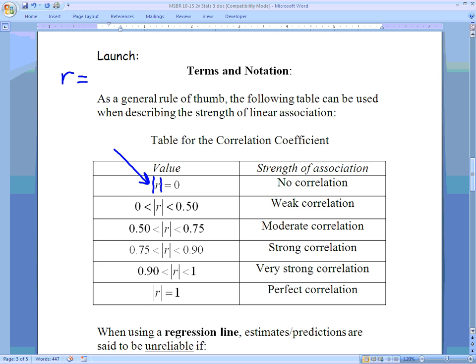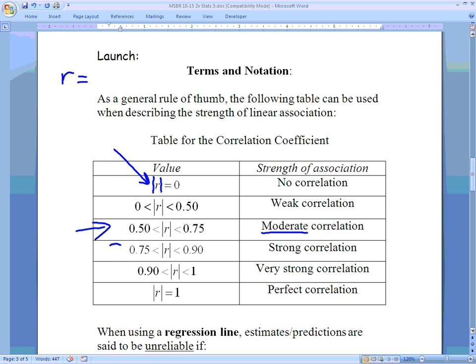Then when we get to 0.5 to 0.75, we say moderate. That's sort of in between. It's not great, but it's not terrible. I very, very rarely see an IB question come up that isn't extreme one way or the other. So moderate doesn't happen very often, but again, 0.5 to 0.75, it's moderate.